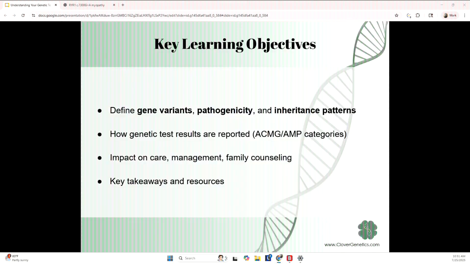So first, in terms of key learning objectives, it's important to have the context of what the concepts of variant, pathogenicity, and inheritance mean to understand how they play into result interpretation. Next, we'll review how test reports and variants are classified using a framework developed by the American College of Medical Genetics and the Association for Molecular Pathology. And then lastly, we'll review how each of these results can impact care, direct management, and impact counseling for other family members as well.